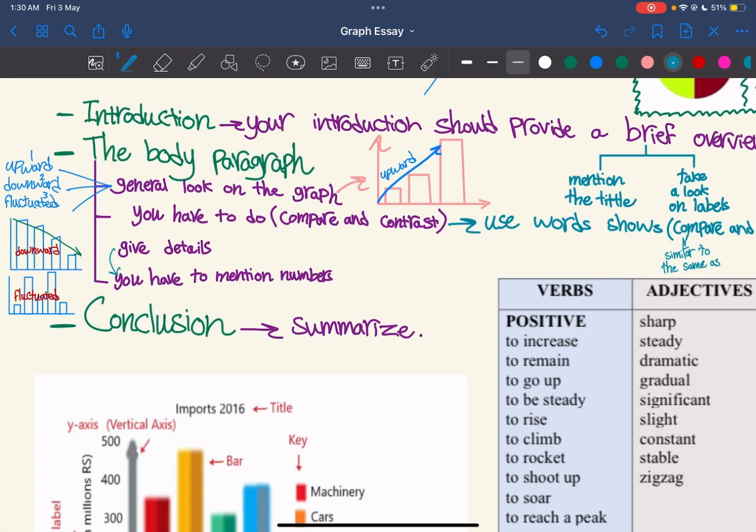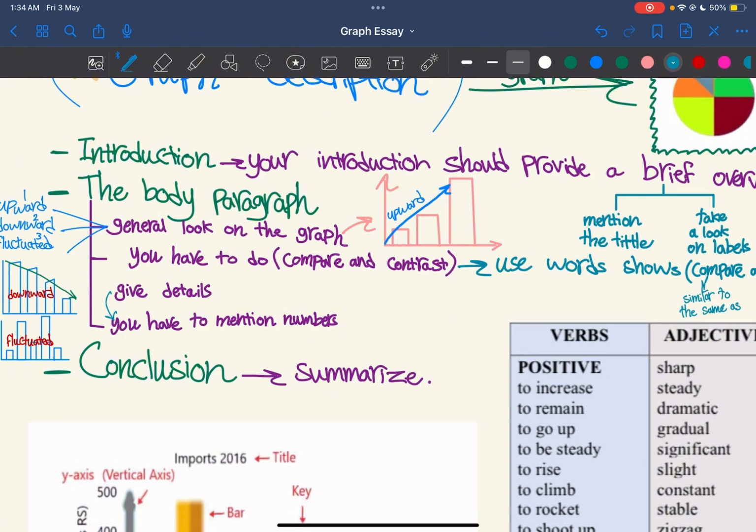In the body of the bar graph, you have to write about the general look of the graph. If it is an upward trend or downward or fluctuated, you have to say so in the first sentence of your body. You can say this graph is an upward trend, or it is downward or fluctuated.